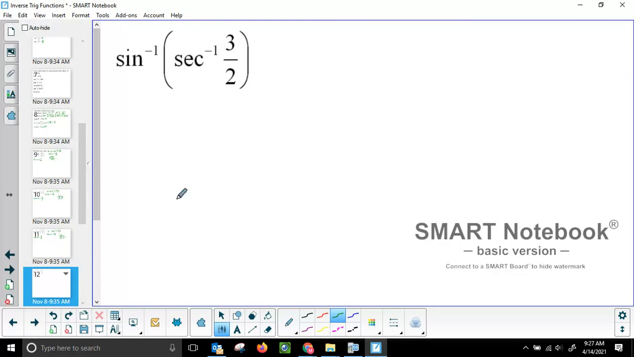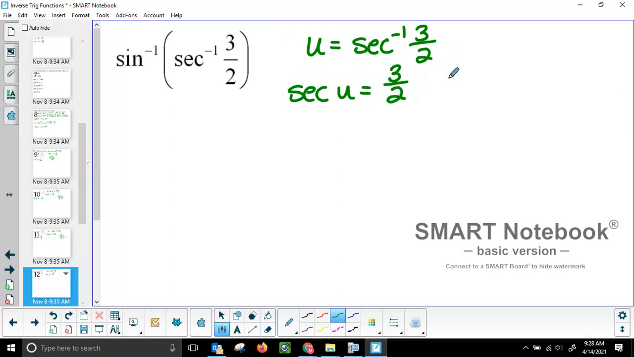Okay, so now we're going to look at this one. All right. Now, we haven't really been talking about inverse secant or anything at all yet. Okay. Well, that's fine. We don't really have to. We can still kind of use the same concept here in something that we've learned before. All right. So if u is equal to the inverse secant of 3/2, we can still do our same trick here and just take secant of both sides, and we will get secant of u is equal to 3/2.